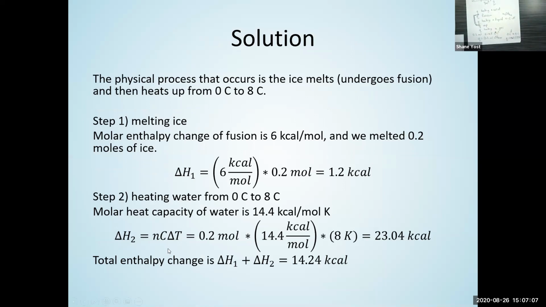If I go back to the slide here, that's worked out and typed up a little bit more. So again, step 1, I melt my ice. My heat of fusion is 6 kcals per mole, so that's 6 kcals per mole times 0.2 moles to undergo that transition, which gives me 1.2 kcals. I then heat my water from 0 degrees Celsius to 8 degrees Celsius, given the molar heat capacity is 4.4 kcals per mole. That's just 0.2 times 4.4 times the change in temperature, 8, which gives me 7.04 kcals.